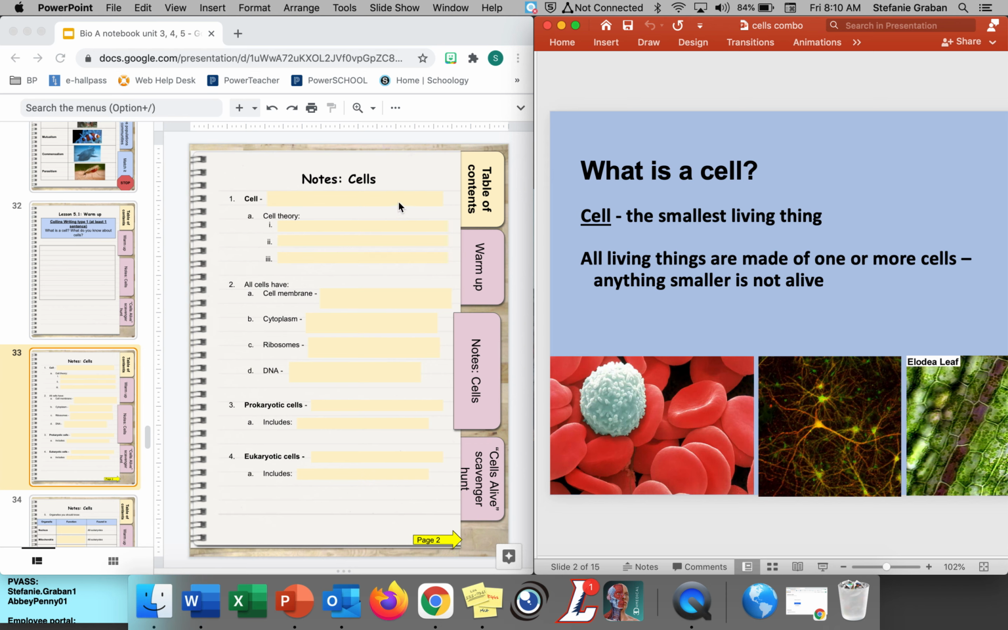So there are things that are smaller than cells, like atoms and molecules. And it's not that they're not important, because molecules are important. Like water. Water is a molecule. It's pretty important. But it's just not alive, because you have to have at least one cell to be alive.